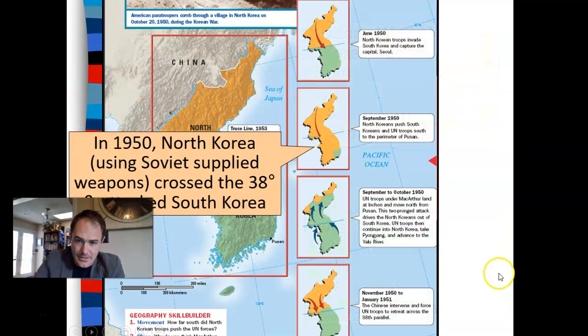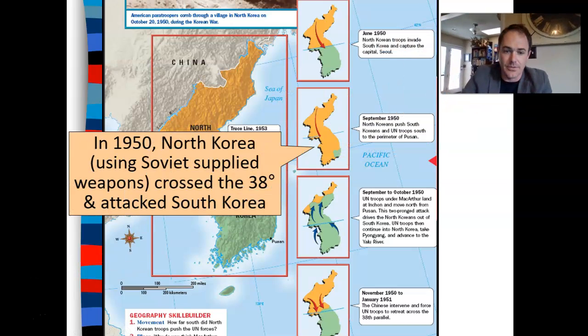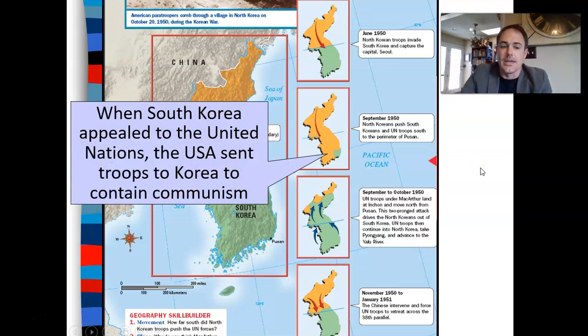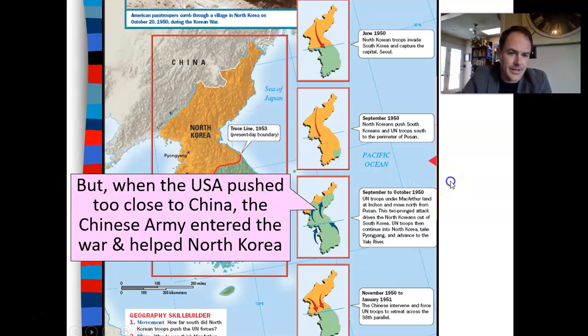In 1950, North Korea, using Soviet-supplied weapons with the aid of the Soviet Union, crossed the 38th parallel and attacked South Korea with the goal of unifying Korea all under communist rule. The South Koreans appealed to the United Nations, and the U.S., under authority of the United Nations, sent troops to Korea to contain communism. Right? They land here at Busan, and they move northward to drive the North Koreans out of South Korea.